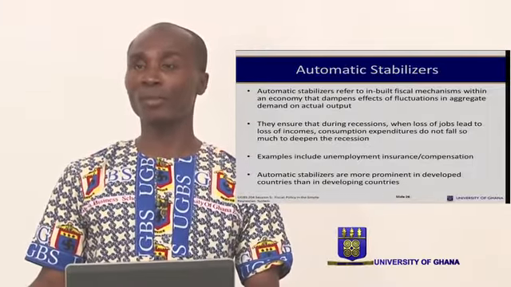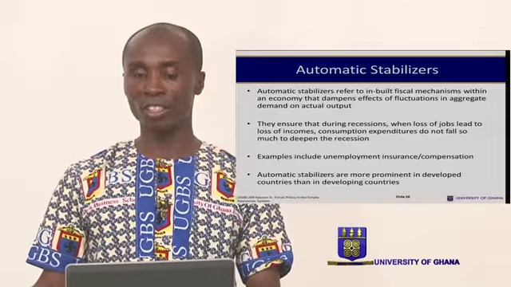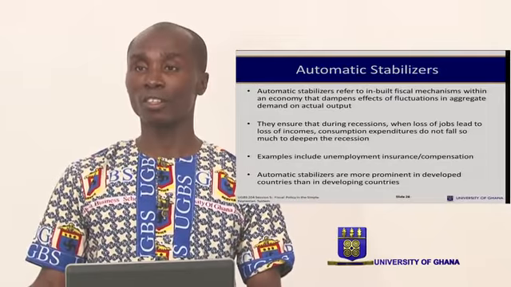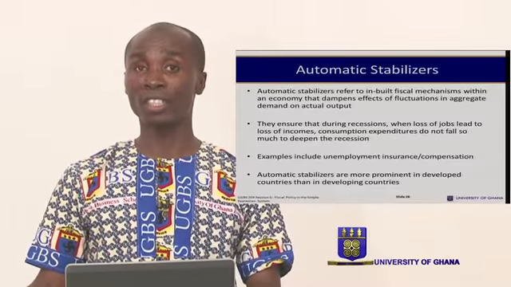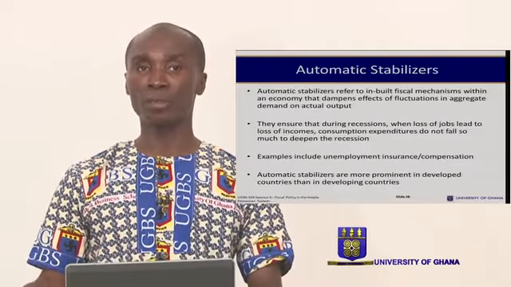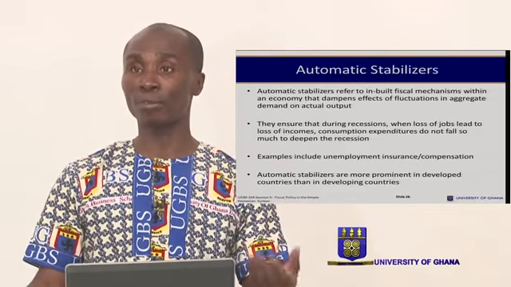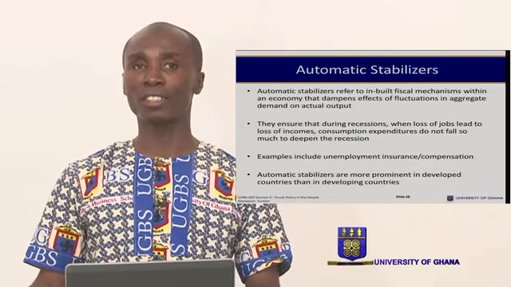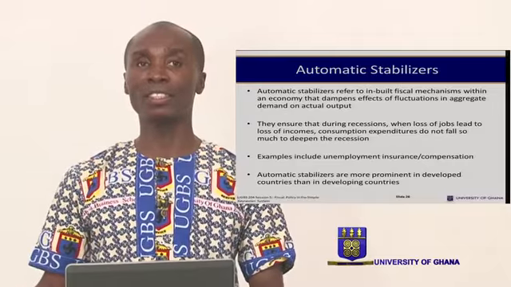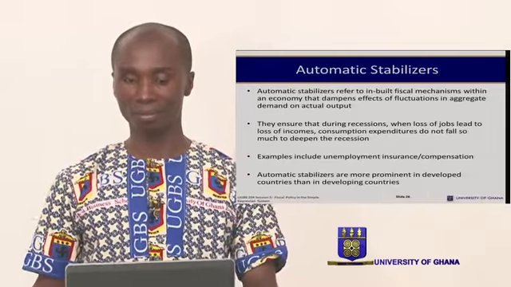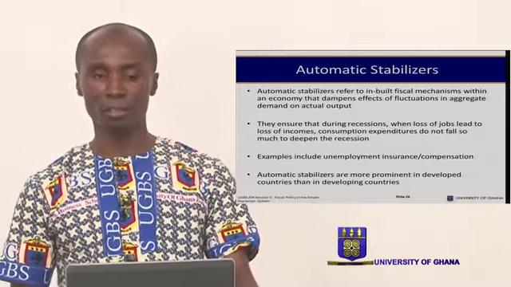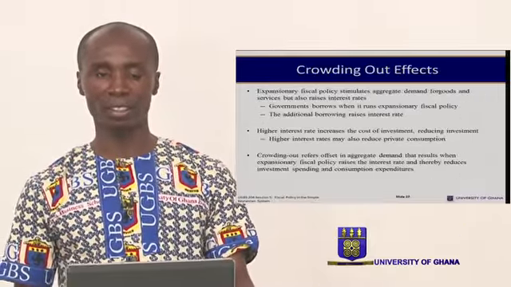So that's an example of automatic stabilizers. Obviously, in developing countries like ours, we don't see unemployment insurance. But in developed countries, unemployment insurance is very prominent. When people lose their jobs, in the period that they are looking for jobs, the government pays them some small amount to ensure that they are able to maintain some level of spending. So that's very important. We call those automatic stabilizers.